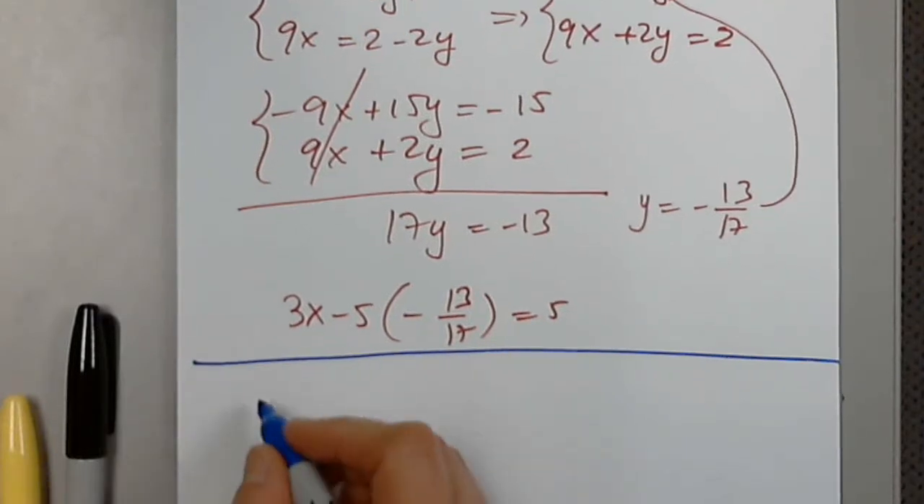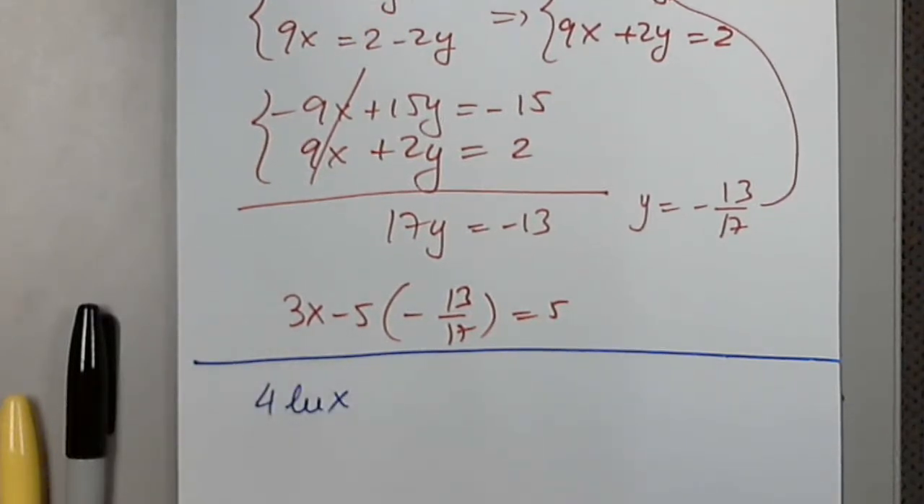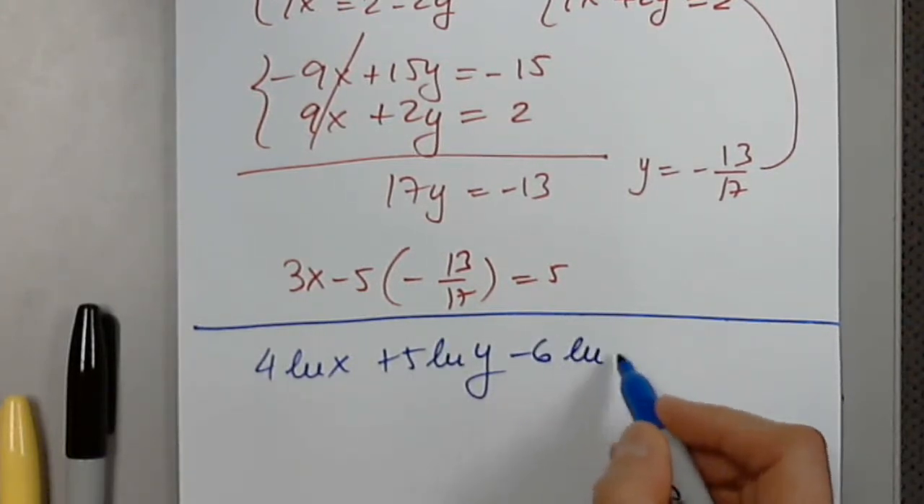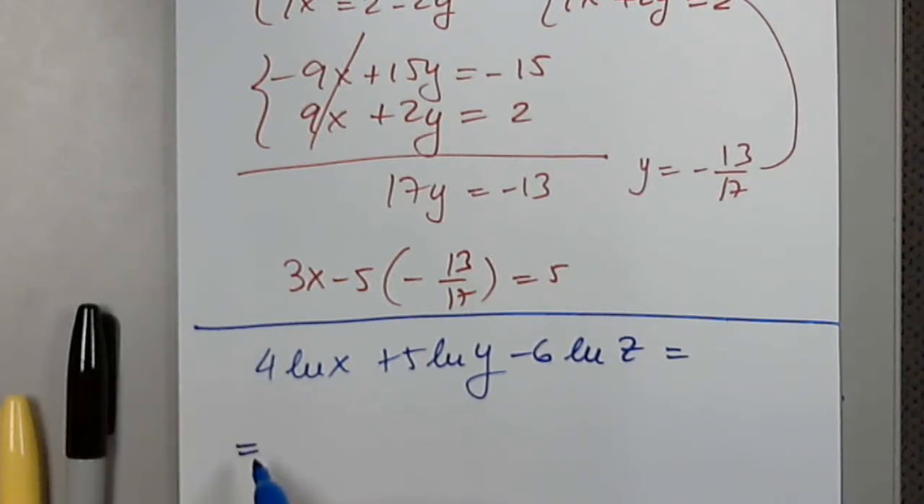4 ln x plus 5 ln y minus 6 ln z. Very good. And we want to condense it.